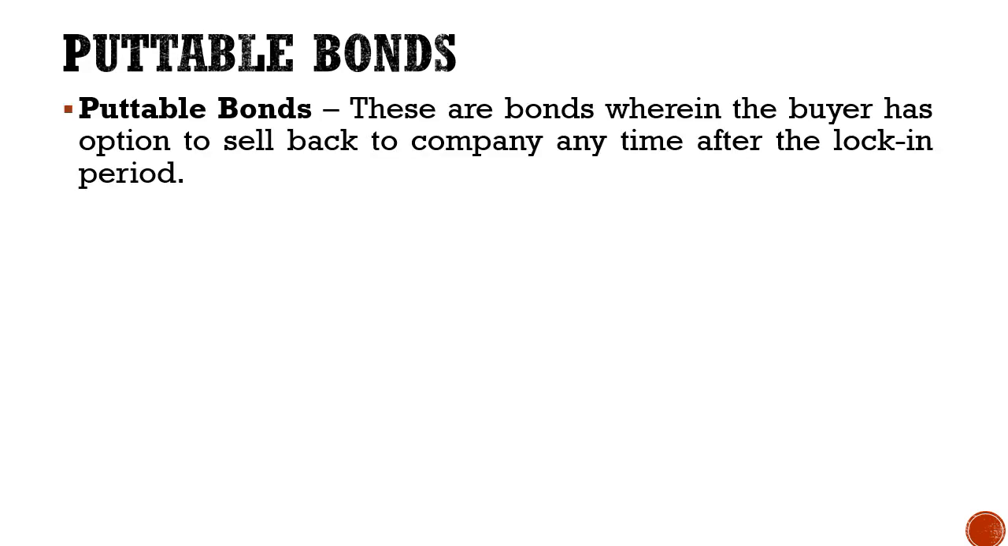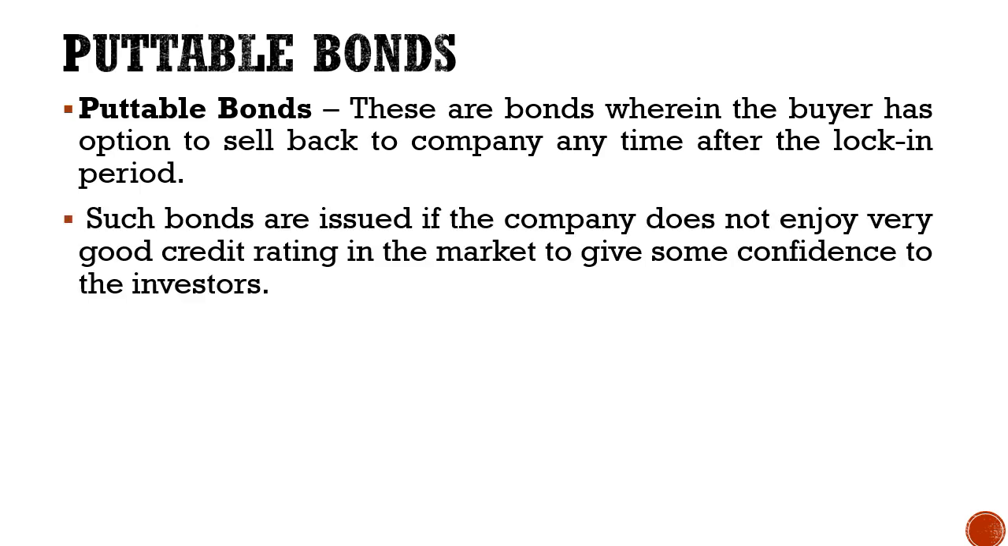The next type is the puttable bond. These are bonds wherein the buyer has the option to sell back to the company at any time after the lock-in period. So this is exactly vice versa of the callable bond. Such bonds are issued if the company does not enjoy a very good credit rating in the market, to give some confidence to the investors. Okay, so with this, we complete the various instruments in the international bond market.